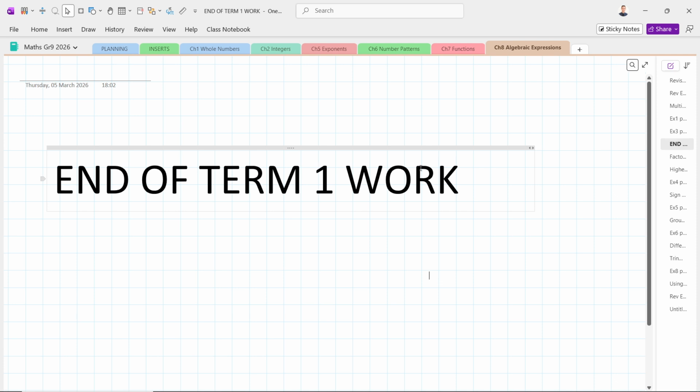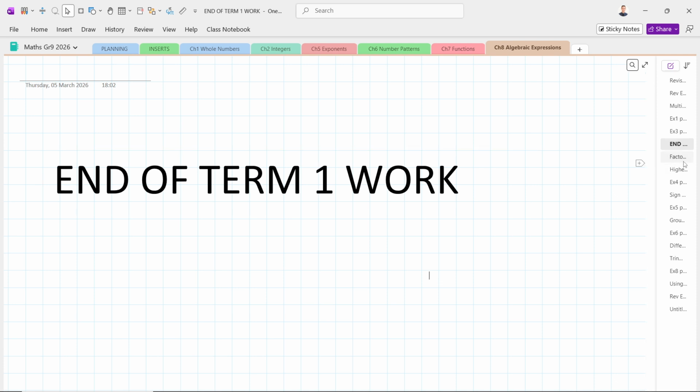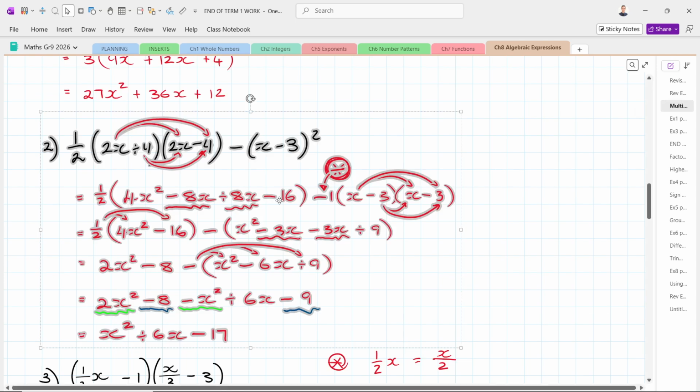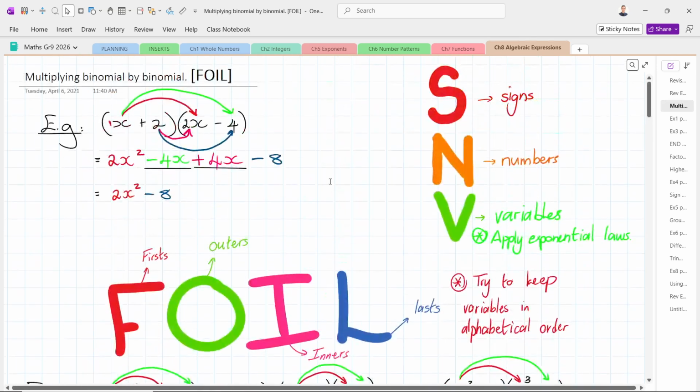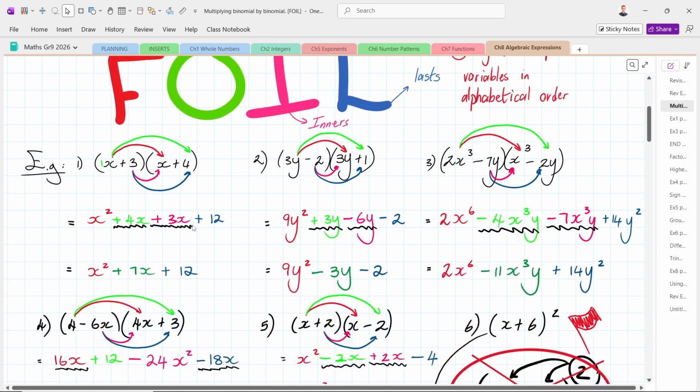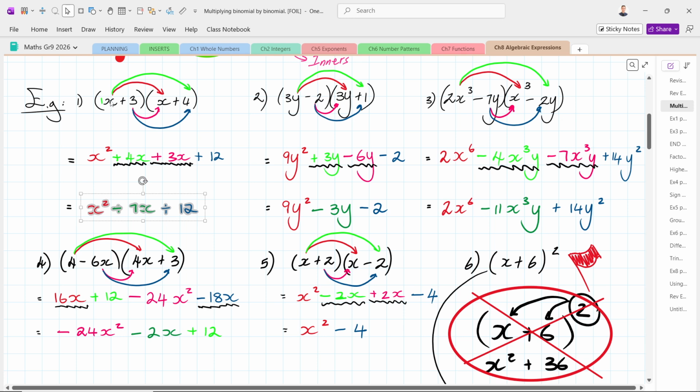Okay, so as you can see, there are notes here on factorization. Like I said, this is the end of term 1 work, technically. Factorization is the opposite of simplification. So if I go back to this, to foiling, if I give you this, or not, that's a bad example. Let's say if I give you this, you need to be able to get back to that. So it's going in reverse.